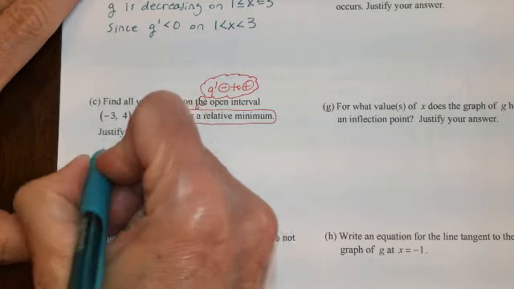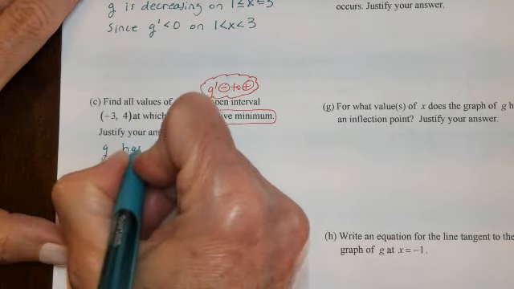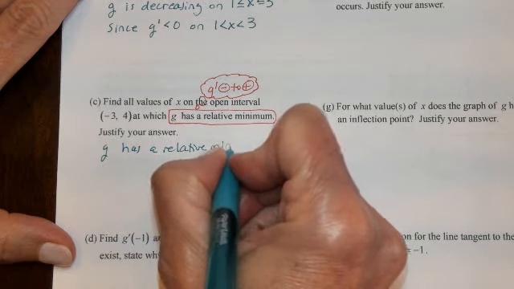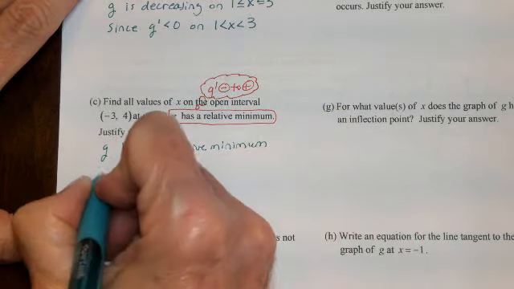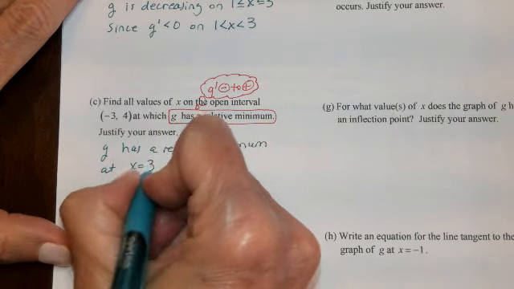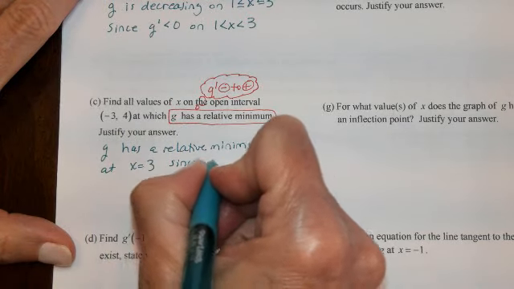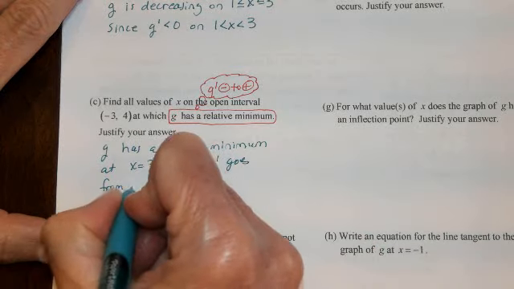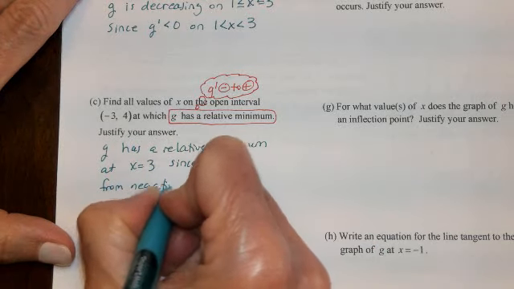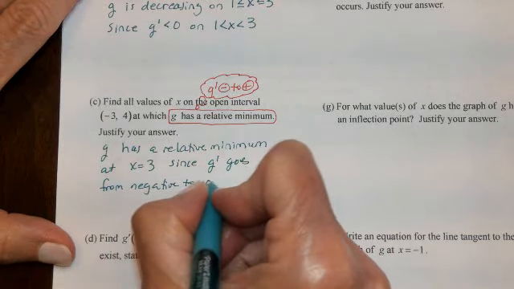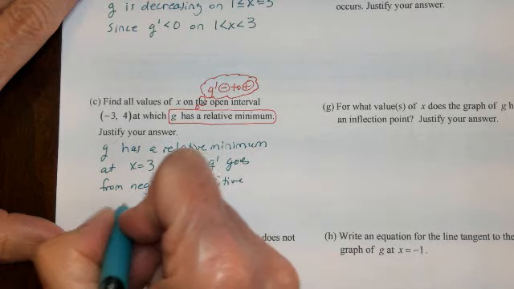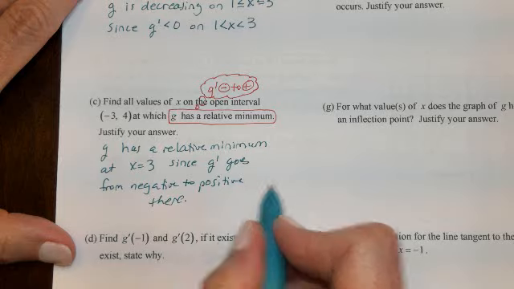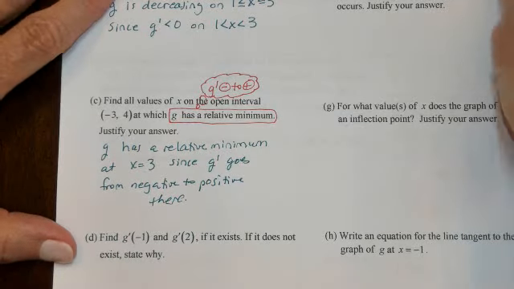So we'll write our answer. G has a relative minimum at x equals 3 since G prime goes from negative to positive. There. You can just say there this time. Or you could say at x equals 3. That's fine too. Okay?